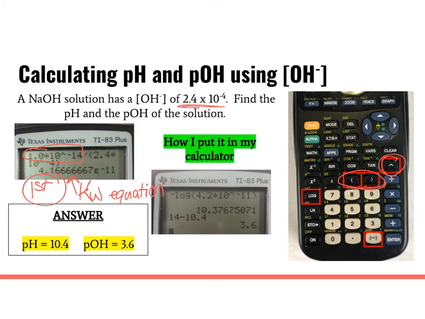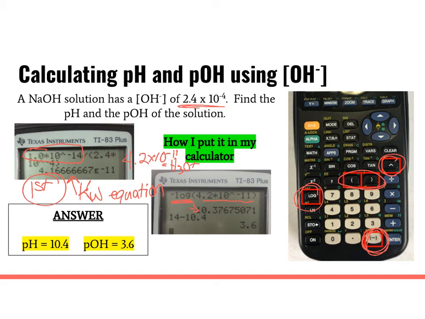When I plug that in my calculator, I got 4.1666, whatever, times 10 to the negative 11th. I rounded that up to 4.2 times 10 to the negative 11th, which is my H3O+. Then what I did is I did the negative log. So I did my negative log of whatever my previous answer was. That's how I got my 10.4.